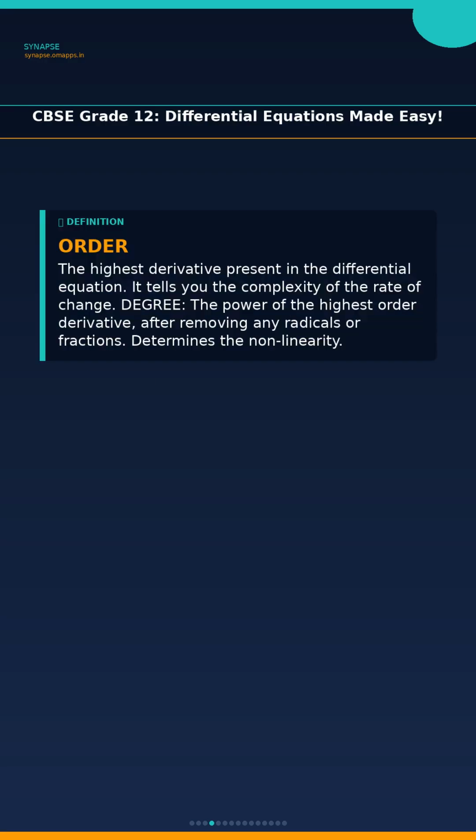Okay, let's define these terms clearly. Order, it's the highest derivative in the equation. This tells us how complex the rate of change is. Degree, it's the power of that highest derivative after we've cleaned up the equation, removing any radicals or fractions. This tells us about the non-linearity.